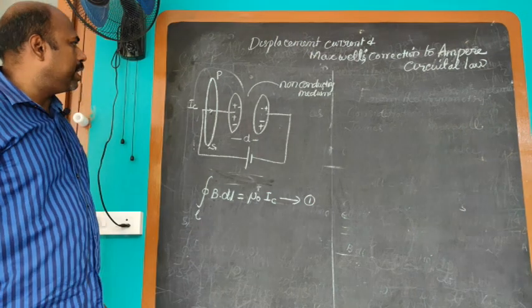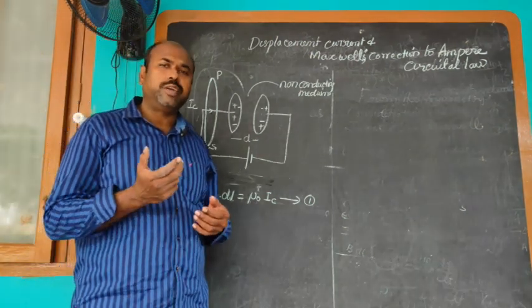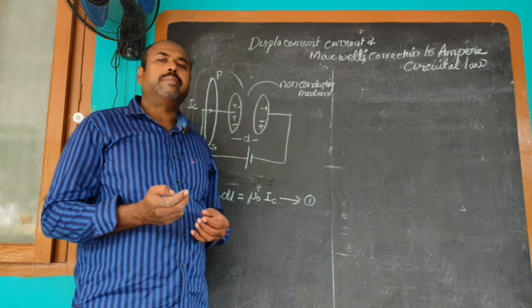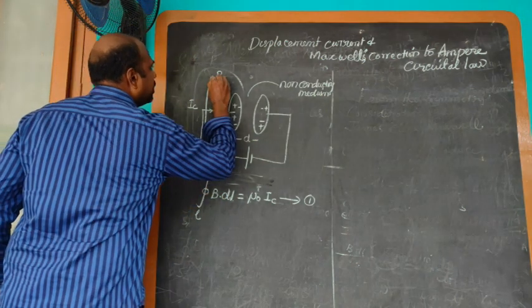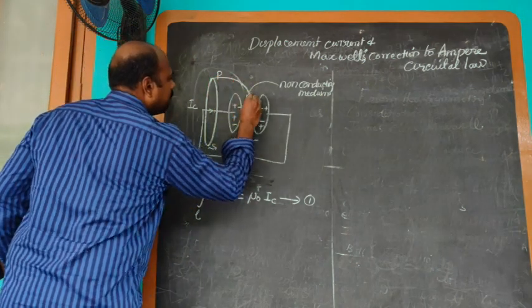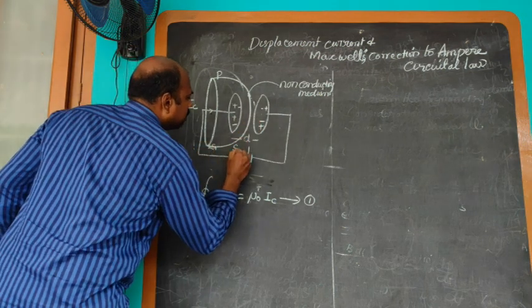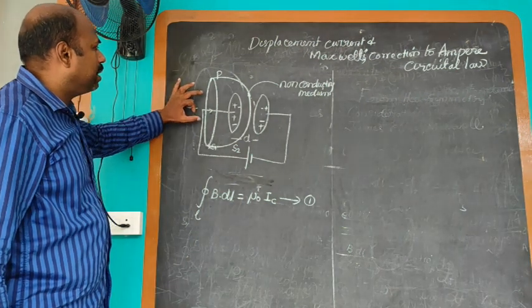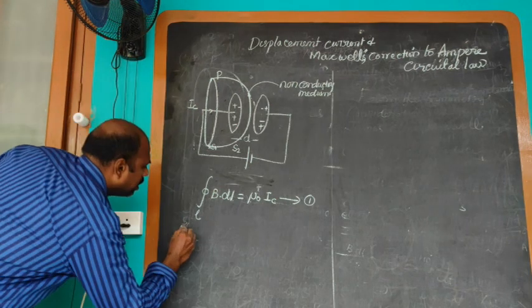Then the same surface S1 is enclosed by the balloon shaped surface S2 like this. This is the surface S2. Here the main thing is that the boundaries of the surfaces S1 and S2 are the same. The boundary is the same.